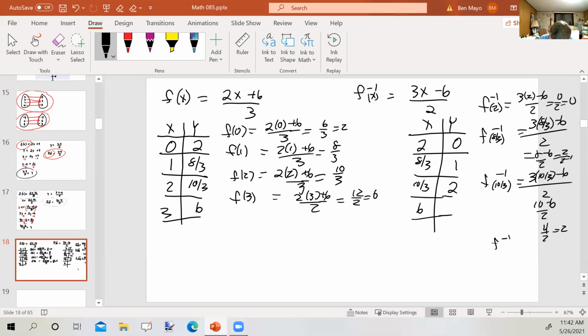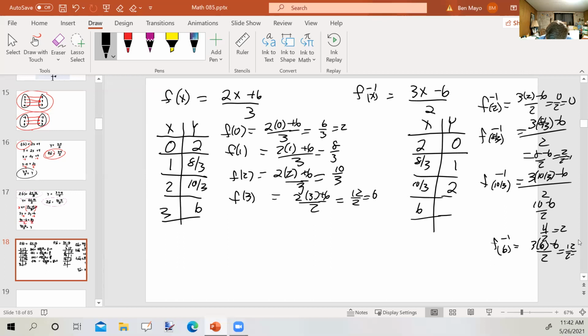And f inverse of 6 is going to be what? 3 times 6 minus 6 over 2, 12 over 2, which is, wait a minute, I messed up there. Let's see, 18 minus 6. What did I do wrong? Hang on here. Okay, I found my mistake.